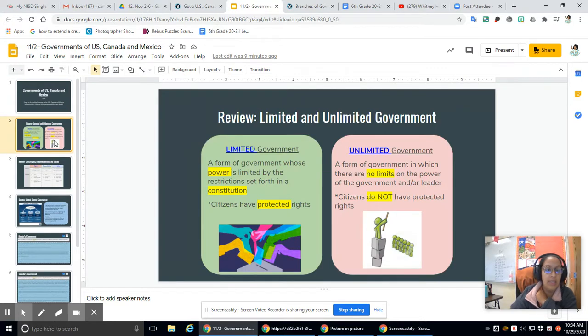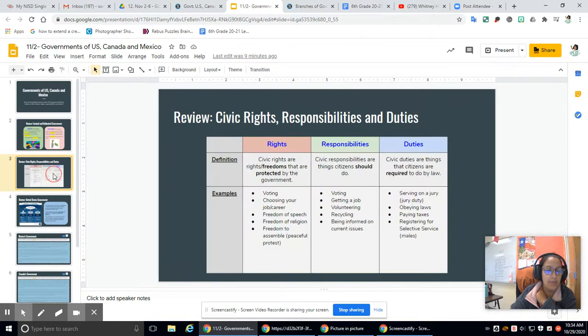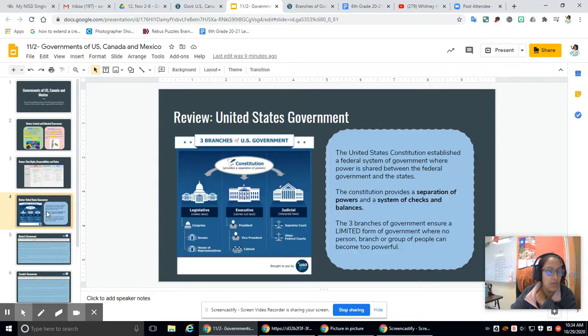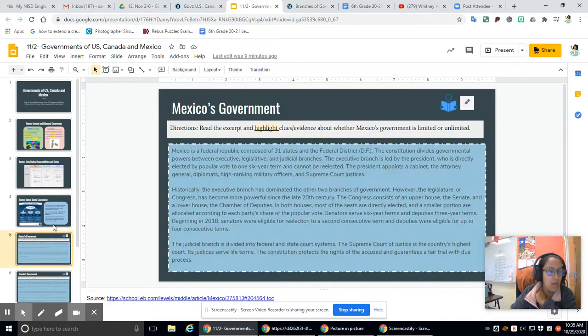Here's a review of what is a limited and unlimited type of government, the rights, responsibilities, and duties. Some of y'all are getting better at this, but just a review so that way it stays fresh in your brain. And then last week we talked about the three branches of government: legislative, executive, and judicial. So you're going to read this excerpt and you're going to highlight clues and evidence about whether Mexico's government is limited or unlimited. So I'll read the first few sentences for you guys.